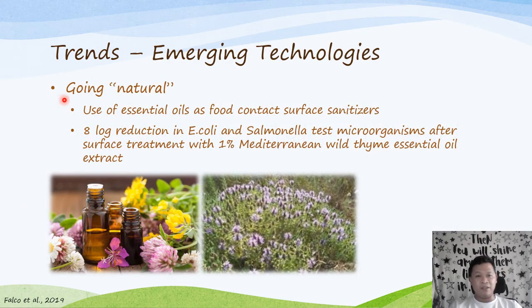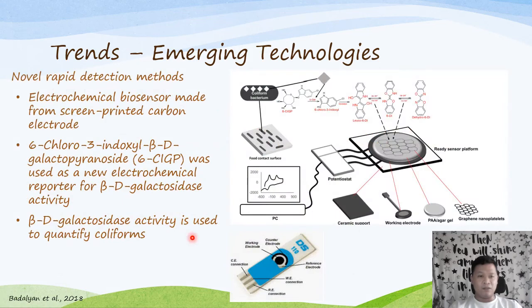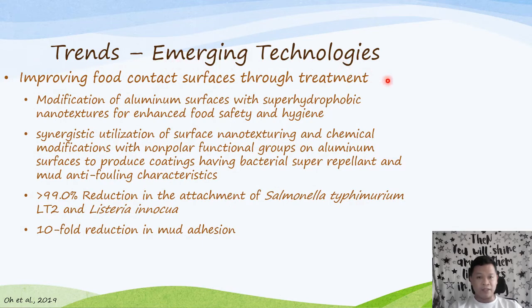So for the trends, there are essential oils now being used as food contact surface sanitation, such as this Mediterranean wild thyme essential oil extract. So there are now different types of electrochemical biosensors that can be used to rapidly assess, quantify the, let's say, coliforms or other microorganisms in your food contact surface. There's also the food contact surface treatment, such as in modification of aluminum with superhydrophobic coatings, which reduce the attachment of microorganisms and even dirt and mud.